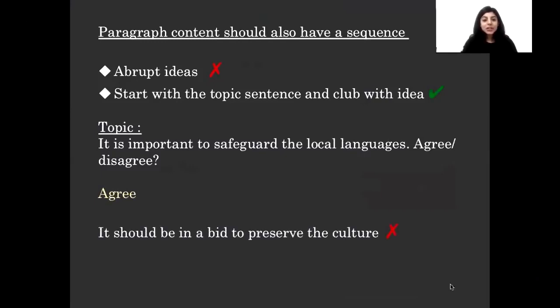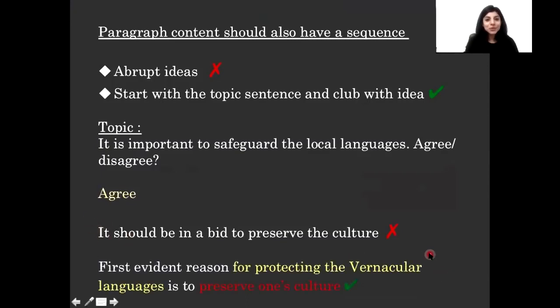Do not write, it should be in a bid to preserve the culture. What is it here now? Can lead to confusion. Instead, write, first evident reason for protecting the vernacular languages is to preserve one's culture. Now, the phrase here for protecting the vernacular languages has been taken from the topic here, see? Not in the same words though, but paraphrased form. That's what you're supposed to do. And then it is clubbed with the idea, preserve one's culture. That's coherence.